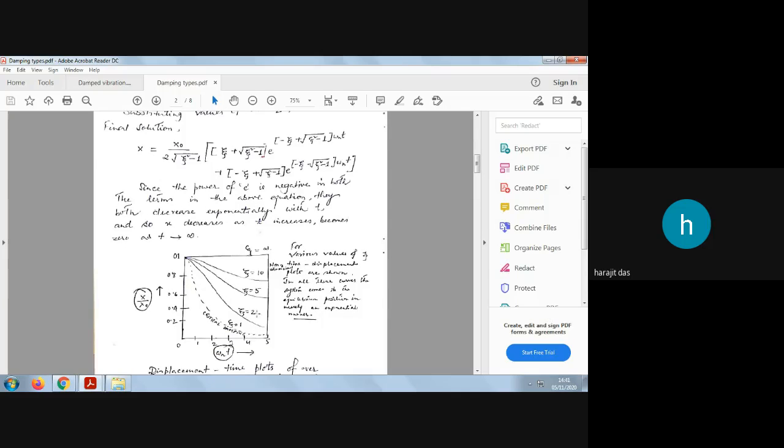This is the graphical representation of motion in the dimensionless displacement plot, with omega and t. Because this is dimensionless, x by x naught, the units are the same, so it is called a dimensionless plot.